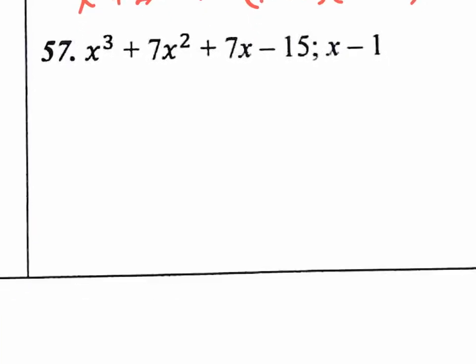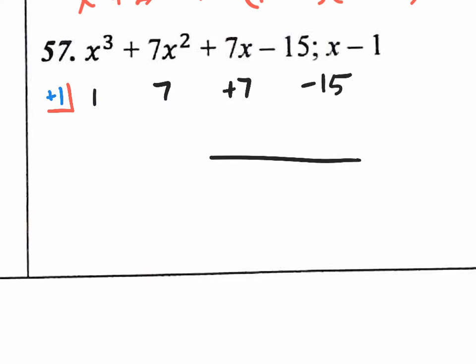Let's look at number 57. So let's divide the cubic polynomial by this factor, x minus 1. So what goes inside of the box? +1. Okay, and let's make a list of the coefficients. 1 is on the x cubed, 7 is on the x squared, 7 is on the x, -15 is the constant.